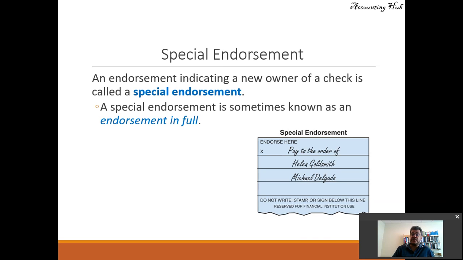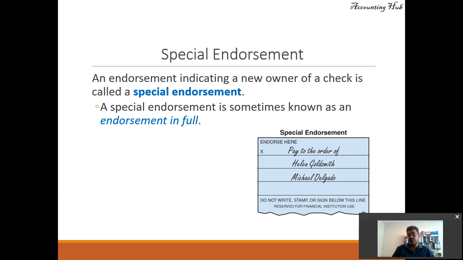The second one is the special endorsement. An endorsement indicating a new owner of a check is called a special endorsement. A special endorsement is sometimes known as an endorsement in full. So I receive a check and I am giving this check to Mary, for instance, and then I endorse here, pay to the order of Mary Smith, and then I sign it on the back. So I am transferring the ownership of this check from myself to Mary Smith.